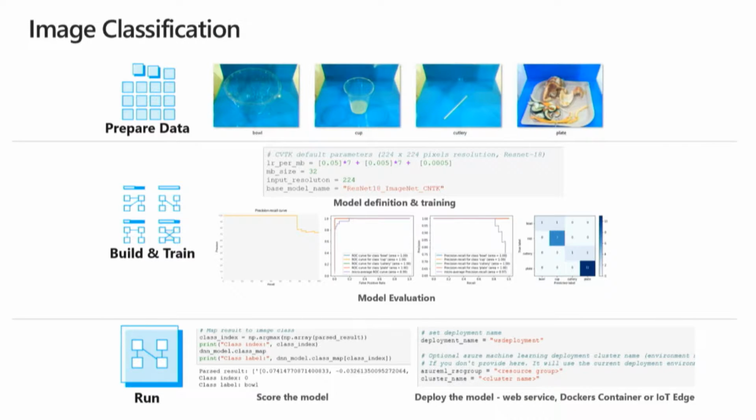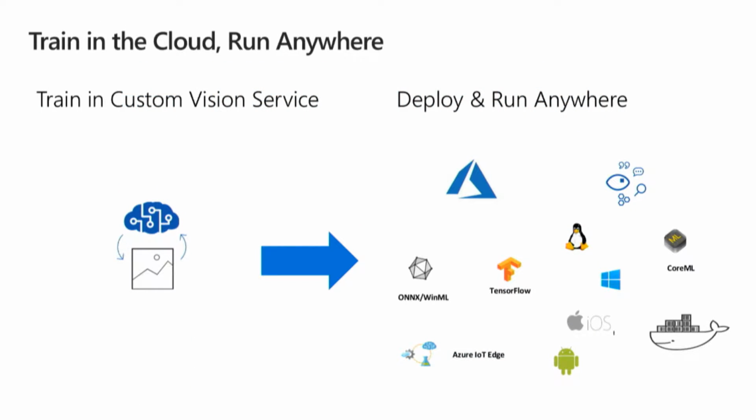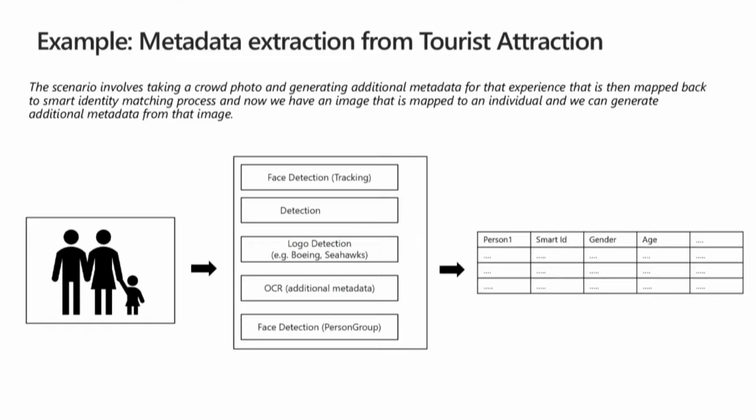And then we can score and run that model. We can train it in the Custom Vision service, and then of course you can deploy it all over Azure, but you can also use it in many other different services as well. So think about how you use this inside of Power Apps. You could build a mobile application based on this, obviously inside of SharePoint, and then other places too.